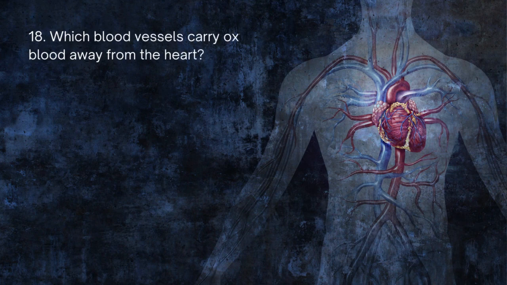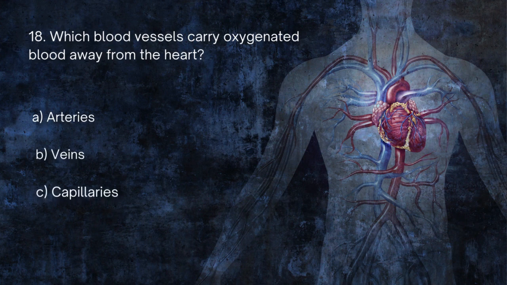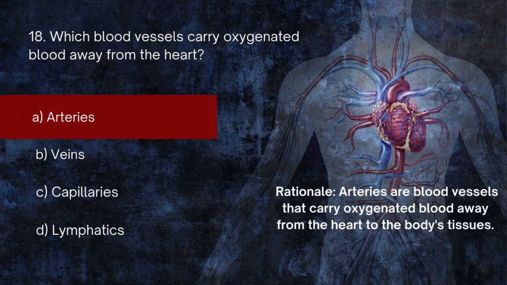18. Which blood vessels carry oxygenated blood away from the heart? A. Arteries. B. Veins. C. Capillaries. D. Lymphatics. Rationale: arteries are blood vessels that carry oxygenated blood away from the heart to the body's tissues.